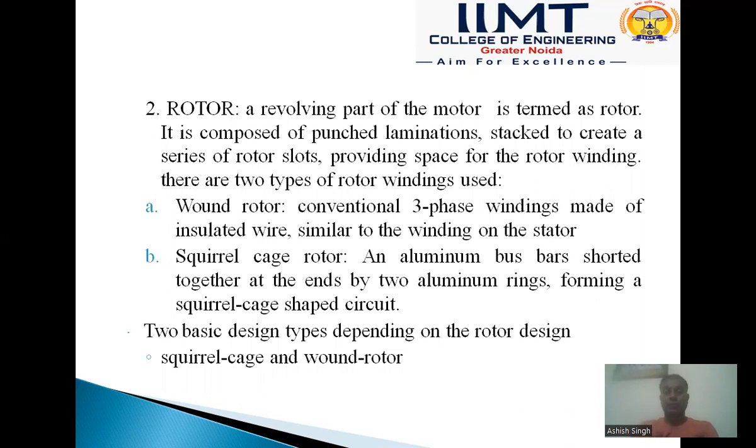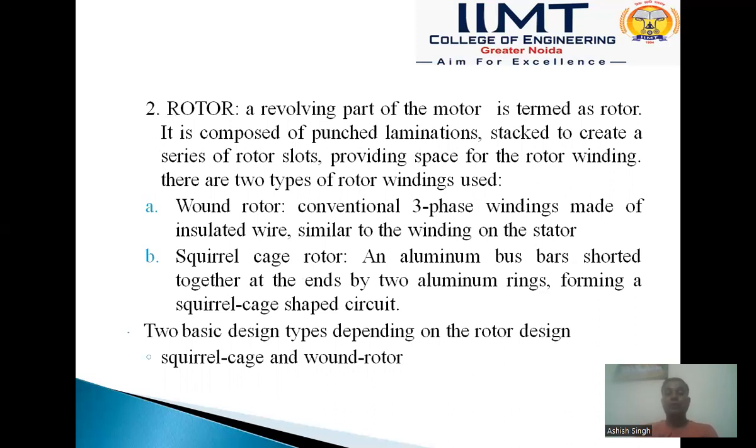Now we will discuss the rotor. As the name suggests, the rotating or revolving part of the motor is termed the rotor. It is composed of punched laminations stacked to create a series of rotor slots. In these rotor slots, we provide either rotor windings or rotor conductor bars. Depending upon the winding or conductor provided, these rotors are subdivided into two categories.